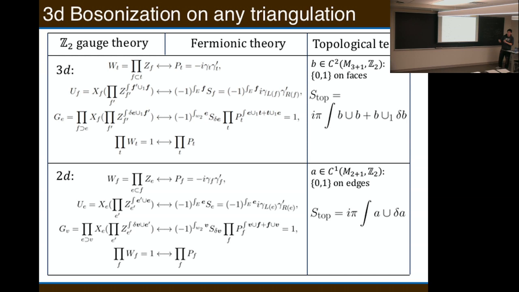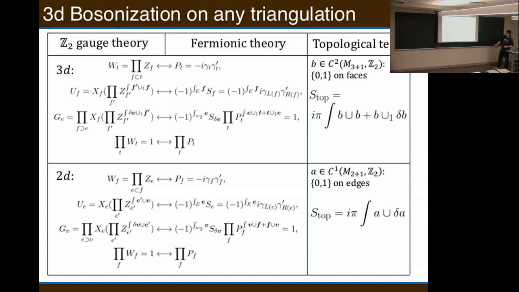So we can compare the formula. Here's the 2D, and here's the 3D. We can see the formulas are almost exactly the same. For example, the halving term here, SE, will map to some bosonic halving, and bosonic halving is defined by X times D with some cup product.